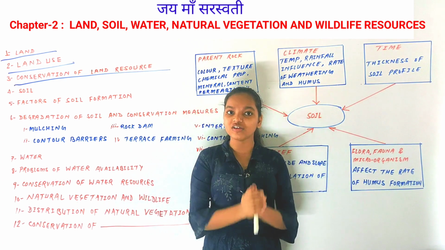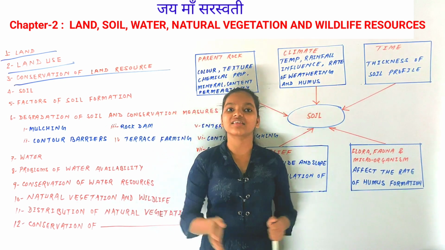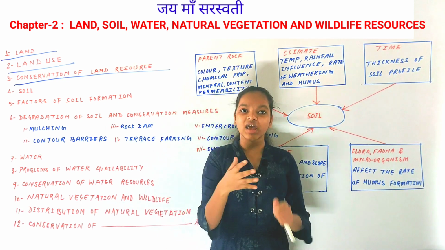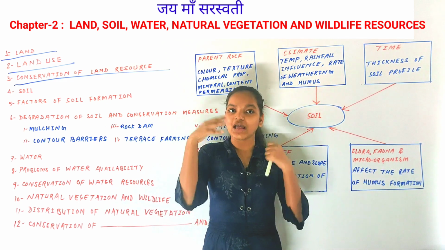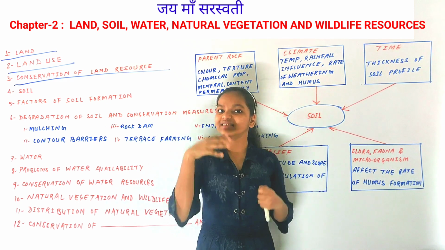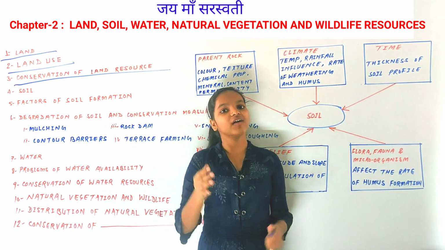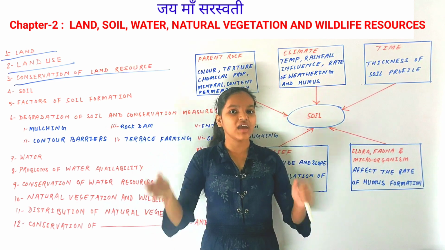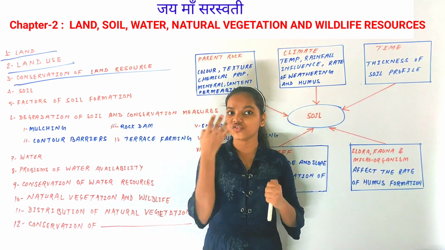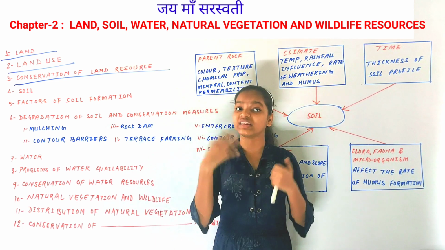We don't have to use so many pesticides and chemicals on land. You know that for agricultural purposes we use so many chemicals or pesticides on land. So we have to stop them to prevent land degradation. So we have to conserve this natural resource, otherwise it would be degraded.